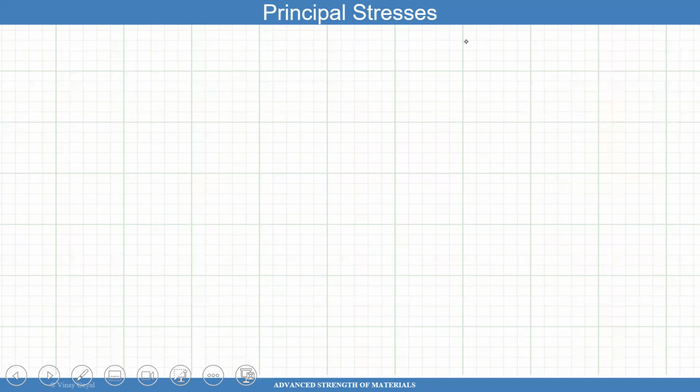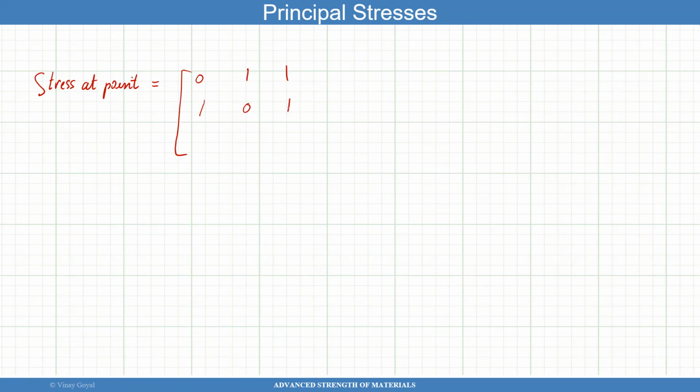I'm going to do one more example. Given the state of stress at a point is 0, 1, 1, 1, 0, 1, 1, 1, 0. The diagonal components are normal stresses, while the off-diagonal terms are shear stresses. You notice here that everything is shear stress. This is what we call a state of pure shear.